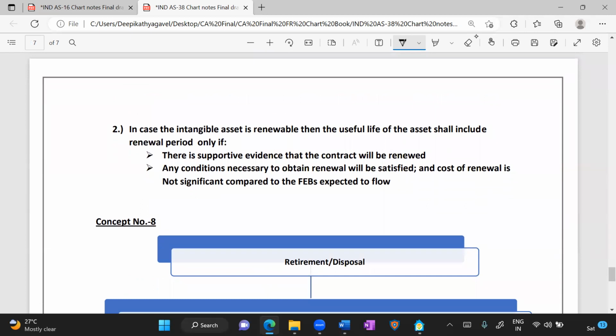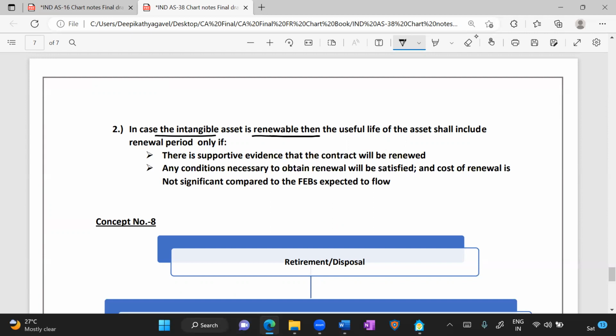The second important point, in case the intangible asset is renewable. Let's say the asset is going to be used for 10 years, the useful life of the asset is finite and it is 10 years, and you have an option at the end of this 10 years, you can renew it for another 5 years. Now we are asking the standard whether my useful life should be 10 years or 15 years, because I have the option to renew it, right?